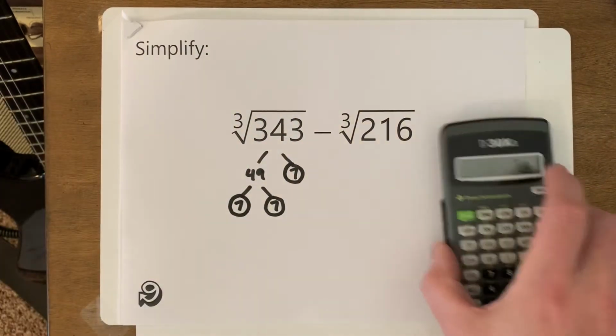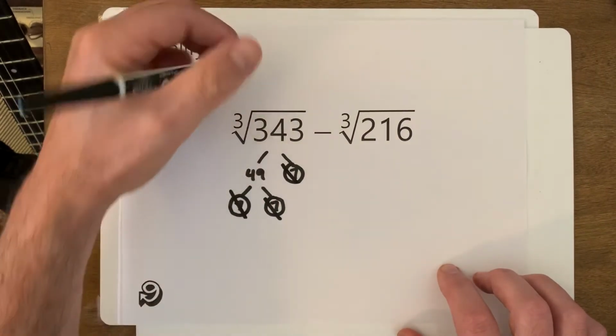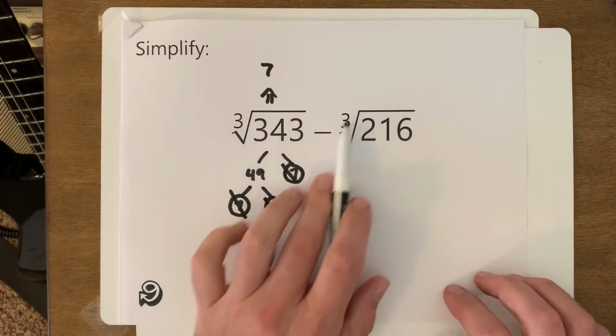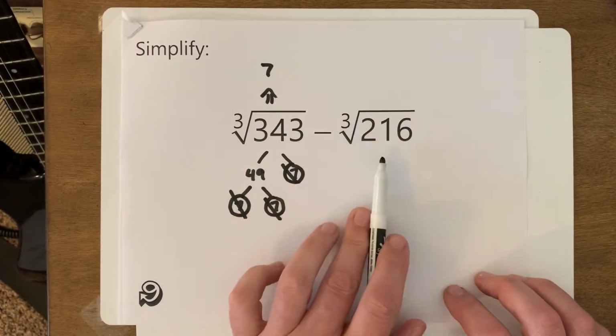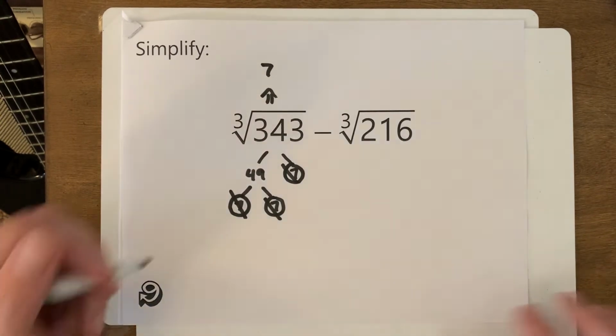Okay, now I do have a cube root here, so I need 3 of them. And luckily, I've got 3 of them. So this whole thing turns out to be 7. Now, if this does not simplify to an integer, then I'm going to have an answer that's going to have two terms in it. So let's see if 216 does.